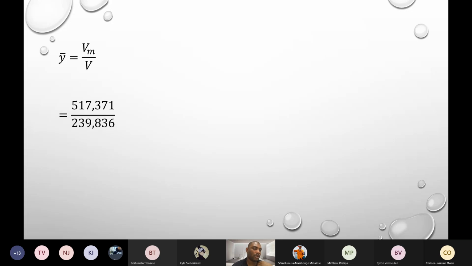And then now to calculate the center of gravity, it's volume moment divided by volume. Okay, so you can see that my volume moment is there, my volume is there. If I divide, I get my answer 2.157. So that is basically example one.